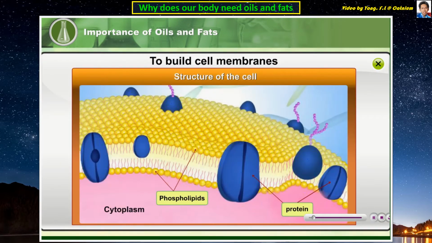Cell membranes consist of mainly proteins and fats. The fats in the cell membranes are called phospholipids. The cell membranes control what goes in and out of the cell. If there are not enough fats in the body, the cell membranes cannot be synthesized, and this will affect the biological processes in the body.